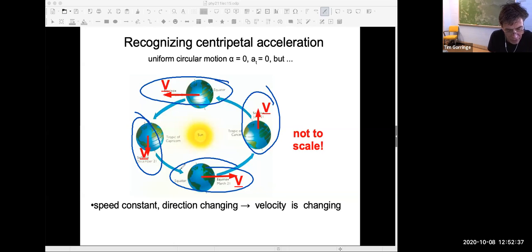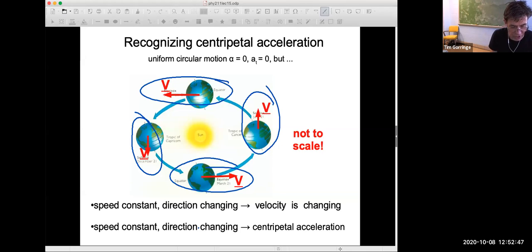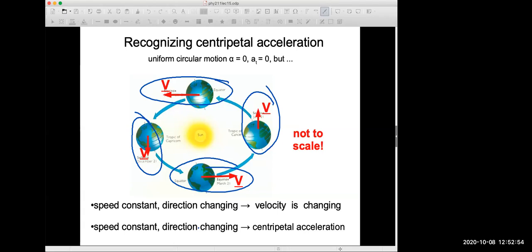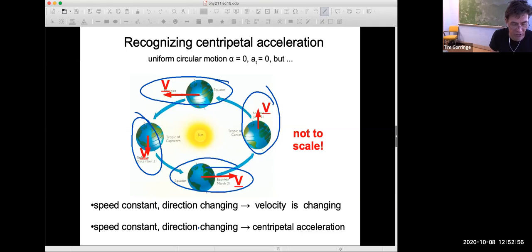And so thinking about this picture, it makes it clear that since the velocity is changing because the direction is changing, there is an acceleration of the Earth in its motion around the sun. And that acceleration is what we call centripetal acceleration. So this is a realization that there is a thing called centripetal acceleration when you have uniform circular motion, like the Earth around the sun, like the moon around the Earth.